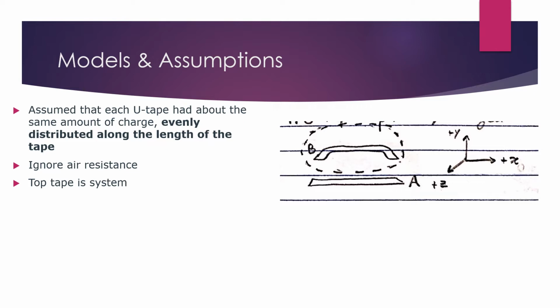Also, in this lab, we are still using the assumption that the top tape, in this picture shown as tape B, is the system, with tape A, the bottom tape, acting as the surroundings. Another assumption is that we are ignoring air resistance. And again, we're looking at these tapes as if they were lines of charges.